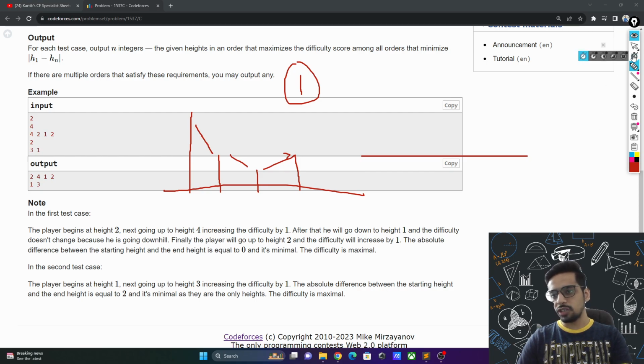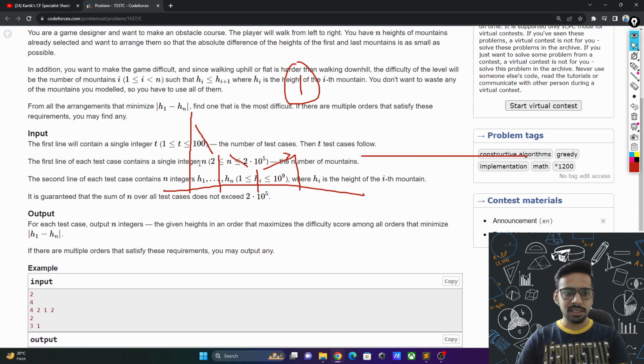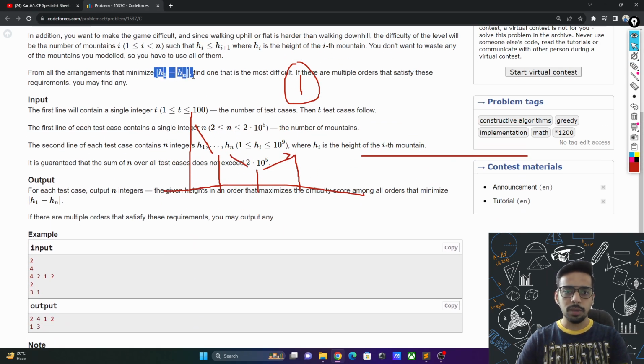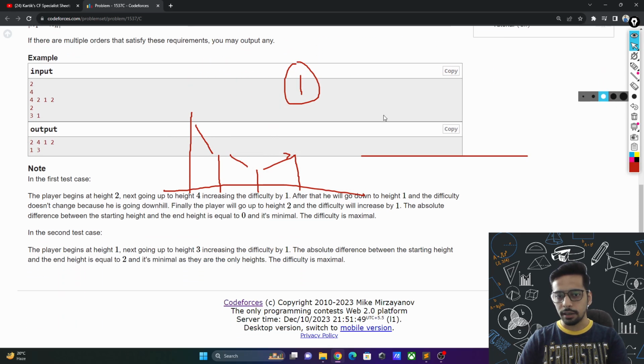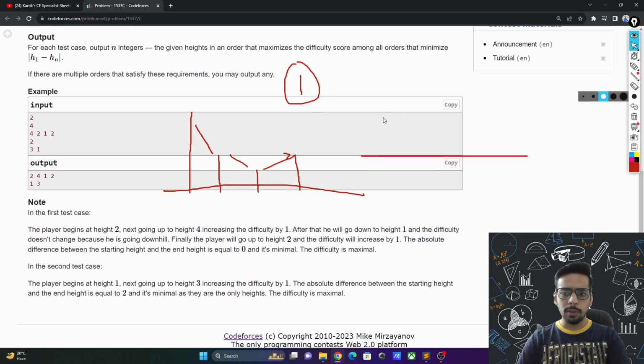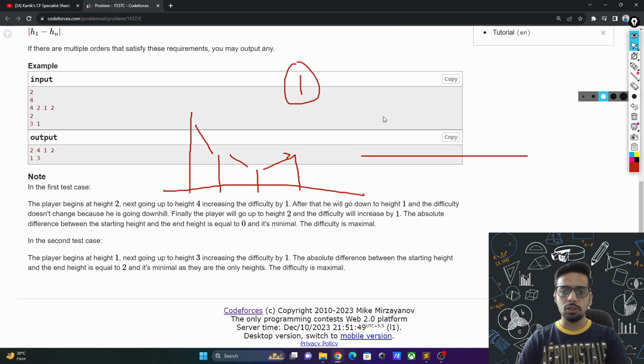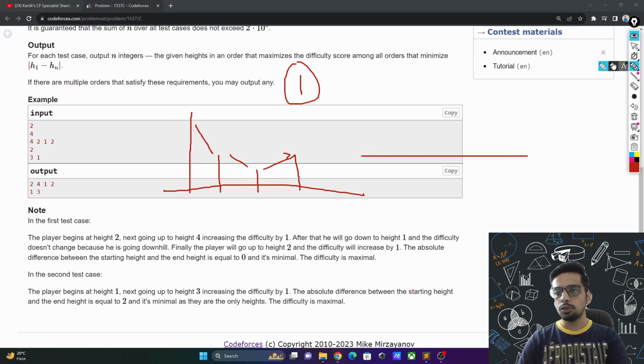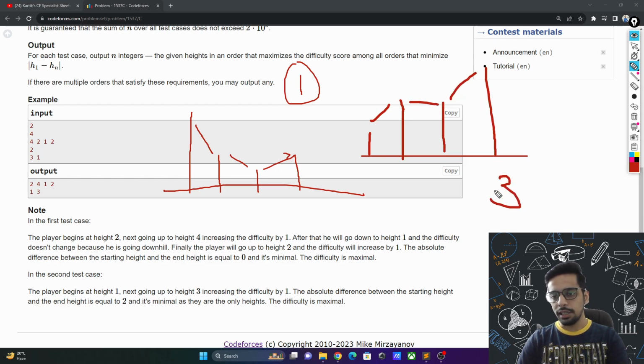If the second constraint wasn't there, to minimize the difference in the height of the extreme hills, left and right, what would be the answer then? Most of you will be able to think that in that case, your answer is going to be sorting the array. So 1, 2, 2, and 4. Now you have uphill, flat, uphill, so 3. Just by sorting the array, you get 3.